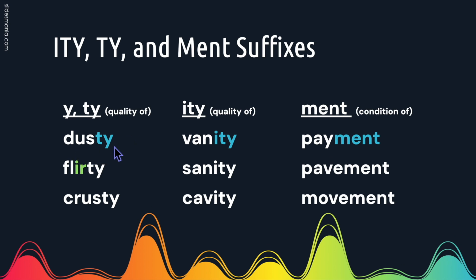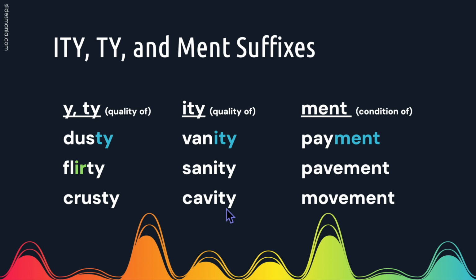Remember that a Y at the end of a longer word usually has a long E sound. So dusty has the quality of having dust. IR says ER: flirty, crusty. This suffix is itty, which also means quality of. Vanity. Vanity means the quality of being vain or obsessive or caring too much about your appearance.